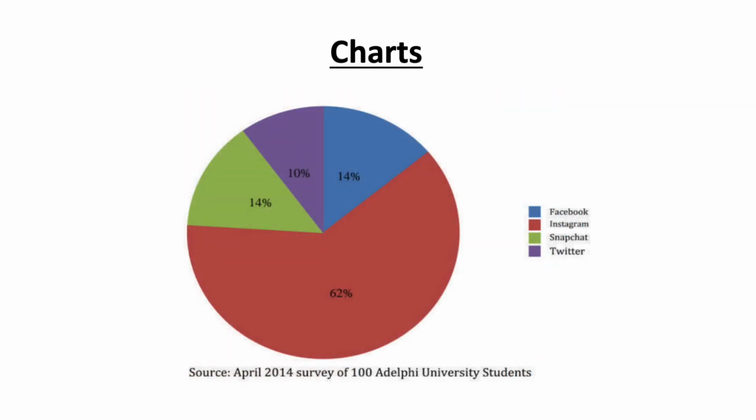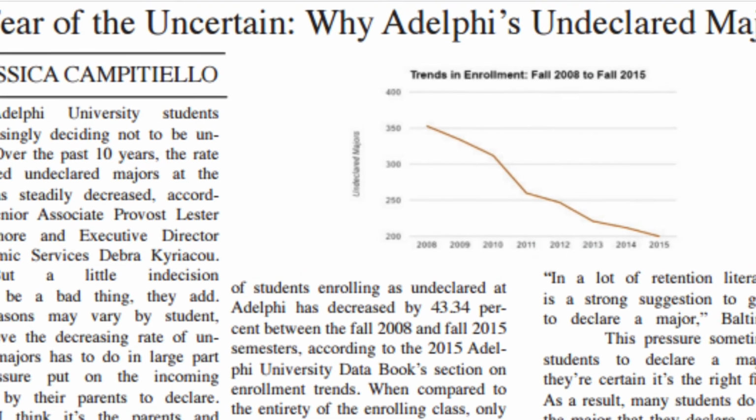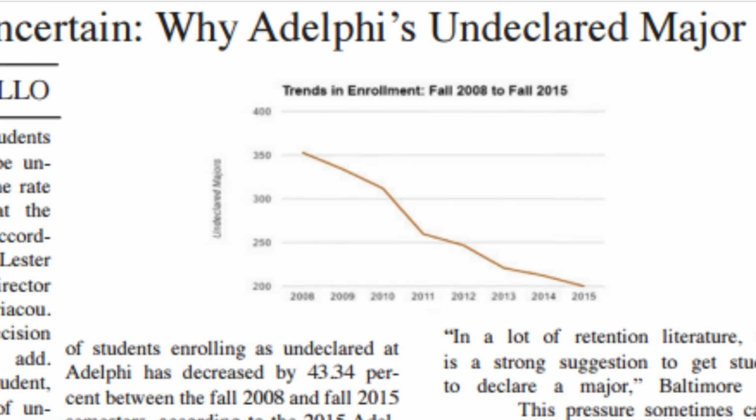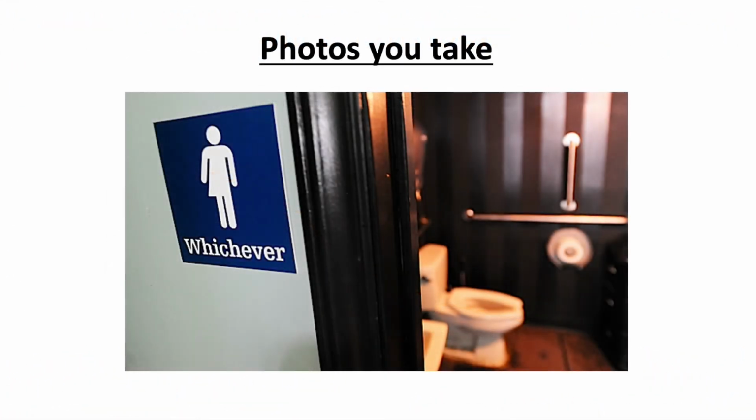Another possibility for a sidebar is to have a chart that illustrates data from your story. The story on undecided majors has a chart showing how less and less common it's become for students in each class to be undecided. Sometimes photos can be a good feature to include.